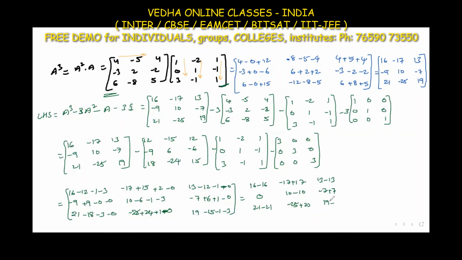Or minus 19 plus 19. All the terms are the same with opposite sign, so we can cancel all the terms. So we get zeros. All are zeros. All are zeros means it is a null matrix. It is equal to the RHS, right? This is equal to the null matrix, which is equal to the RHS. Hence proved. Understood? So this is the required solution.